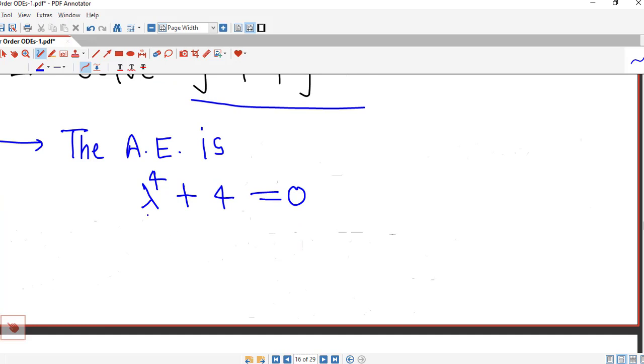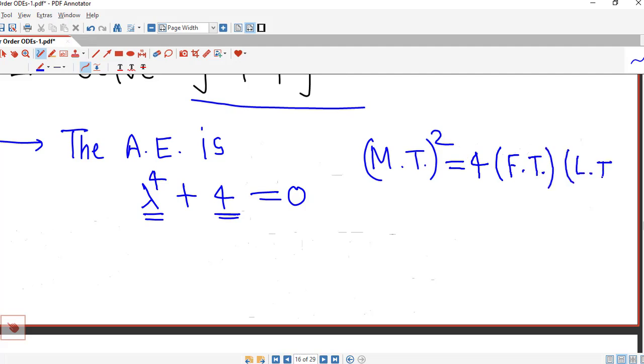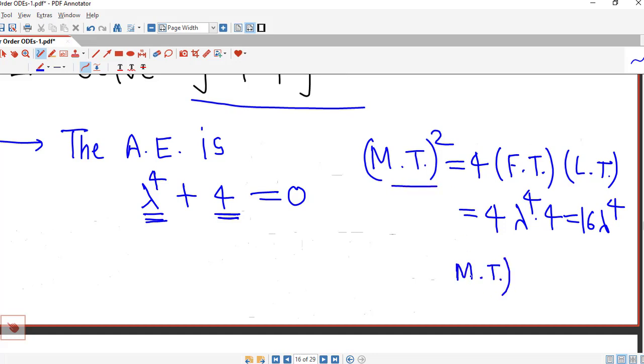Now how to factorize this? We can see these two are perfect squares. So we can find the middle term using this formula: middle term square equal to 4 times first term into last term. If we consider this as the first term and this as the last term, then we have 4 times lambda raised to 4 into 4, that is 16 lambda raised to 4. This is the square of the middle term. So middle term equal to plus or minus 4 times lambda square.